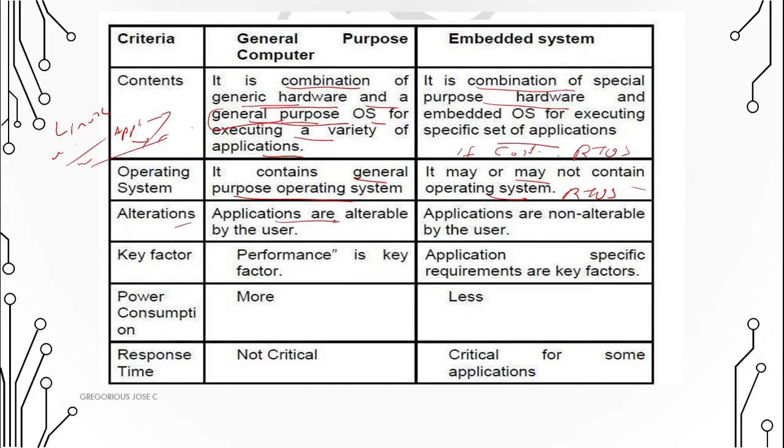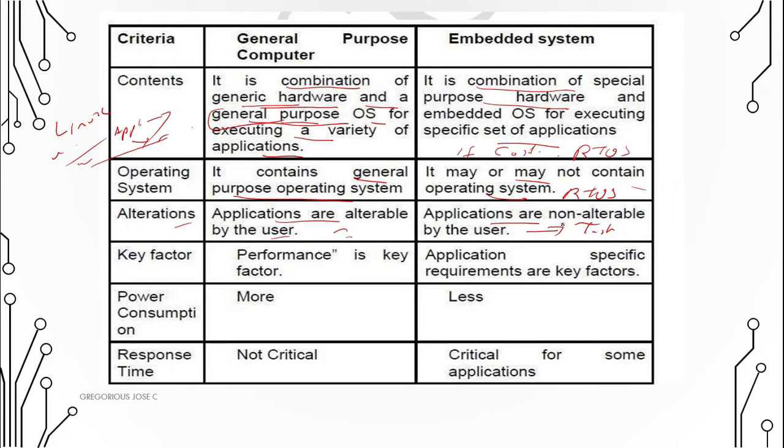Alterations. Applications are altered by the user. For a general purpose operating system device, we can alter the application, update the application, modify the application, remove the application. Like with a general purpose operating system, we can update, modify, or install any other application. But in embedded systems, we cannot alter it by the user. Once it is embedded on that controller, that application will run according to that task only. We cannot alter it unless the programmer, during the design procedure, changes the code.